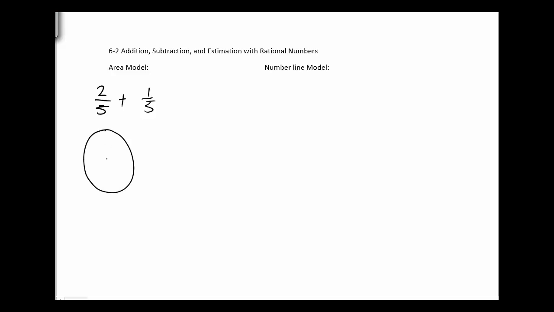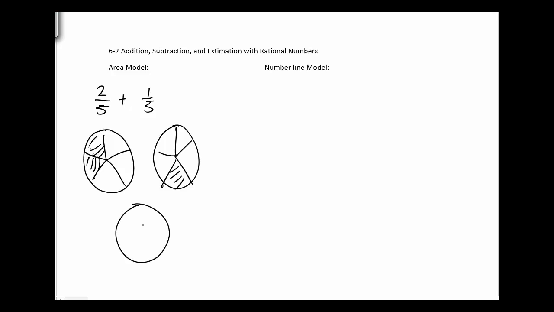So if you can imagine, I've got one pie circle that I'm going to split up into 5 equal pieces. And I've got another one that I'm going to do the same thing to. So here I've got 2 of the pie slices filled in. Here I've got 1. So if I combine them into a single picture, that means I have 1, 2, 3. So 3/5.